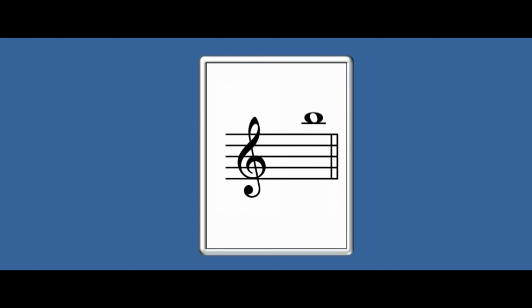First note, second note, third note, fourth note, fifth note, sixth note, seventh note.